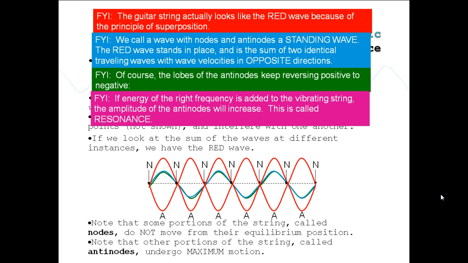So if energy of the right frequency is added to the vibrating string, the amplitude of the antinodes will increase, and this is called resonance. So we keep adding energy, which is going to cause resonance.